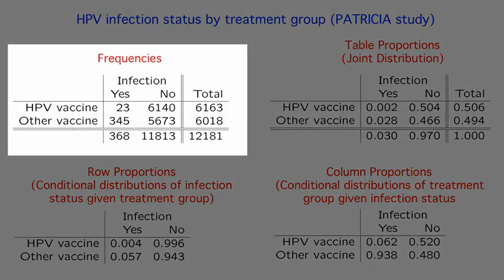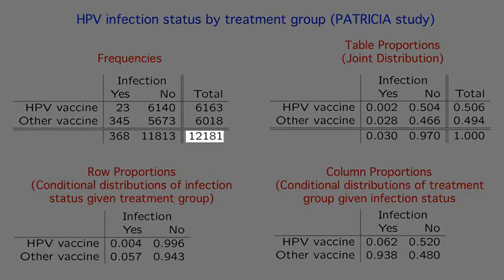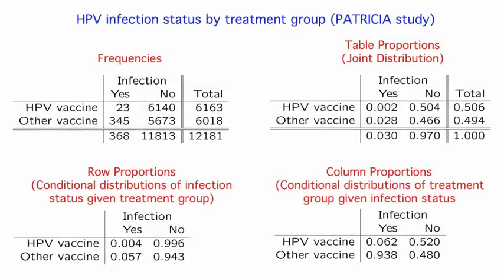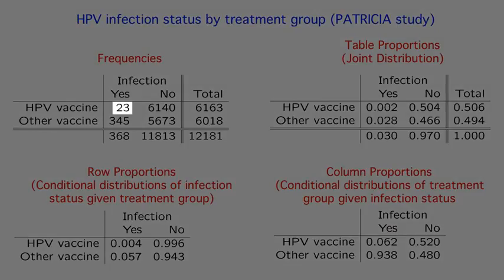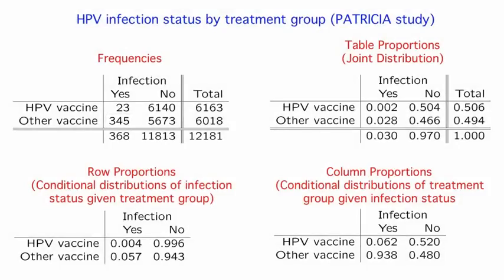The first table is the contingency table of counts, classifying subjects by whether or not they received the HPV vaccine and whether or not they acquired an HPV-16 infection. In this table, we can see that the Patricia study was large, with over 12,000 participating subjects receiving all 3 doses, and with approximately equal numbers, just over 6,000, receiving the HPV vaccine or the other vaccine. Of those who received the HPV vaccine, 23 acquired an HPV-16 infection by the end of the study period, while 345 subjects in the other group acquired an infection.